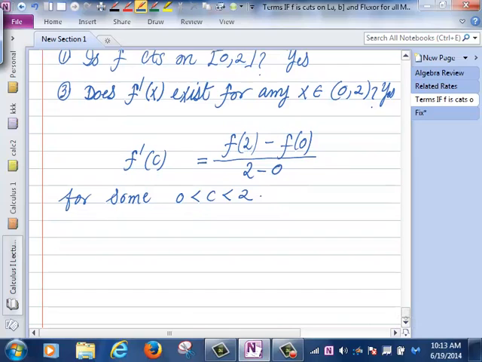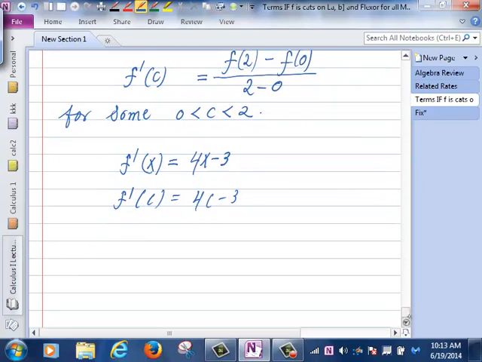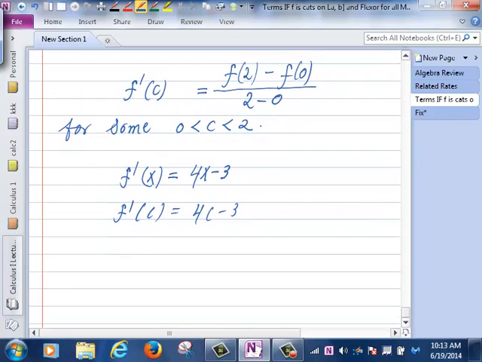How do I solve for c? Well, what is f prime of x? We have the function given by 2x squared minus 3x plus 1. So the derivative would be 4x minus 3, right? And so f prime of c would be 4c minus 3. And by the way, what is f of 2 minus f of 0?